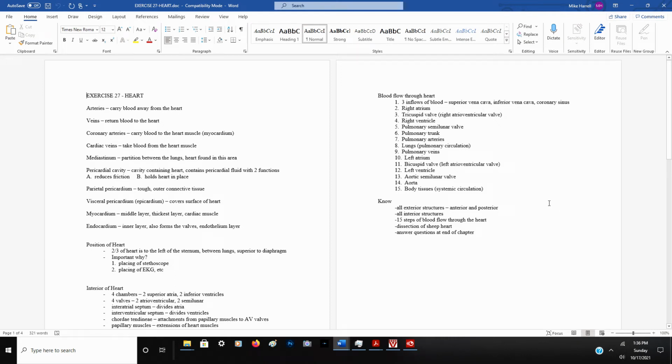Let's see what we have for exercise 27 in the heart. Something we'll look at along with the heart is, across the broad top of the heart, what's called the base, some of the large arteries and veins associated with the heart itself. We may not have gotten really into arteries and veins yet, but by definition, know that arteries carry blood away from the heart and veins always carry blood back towards it.